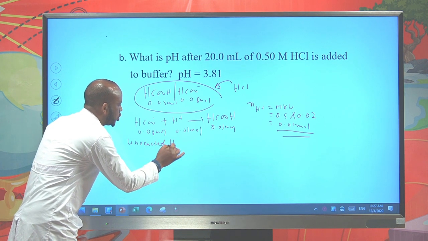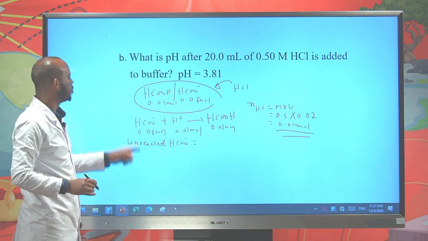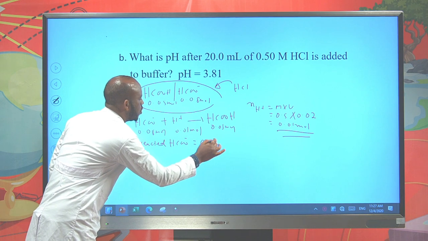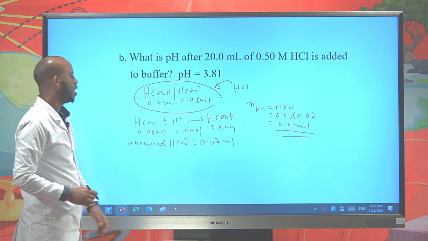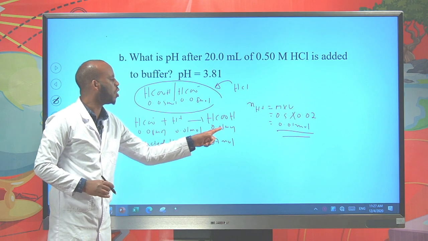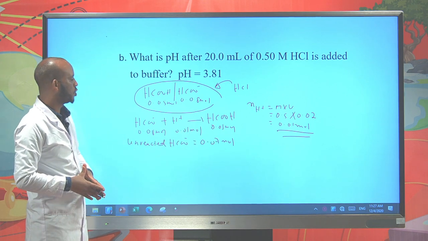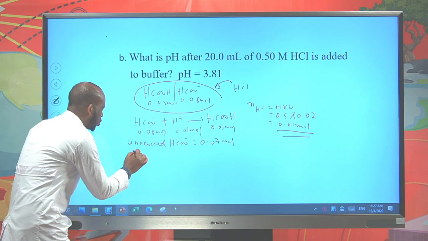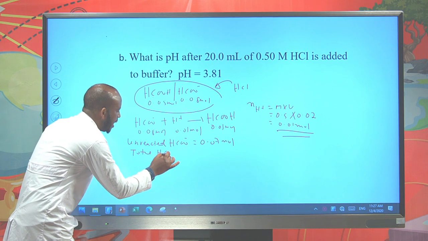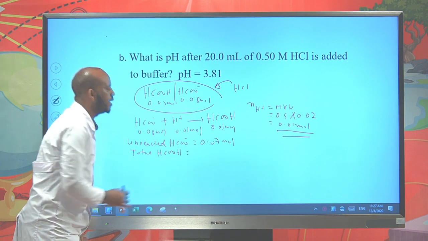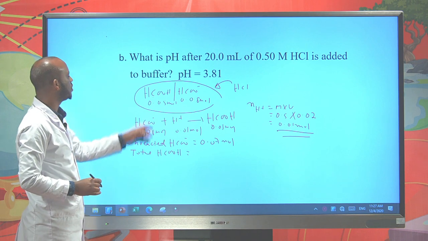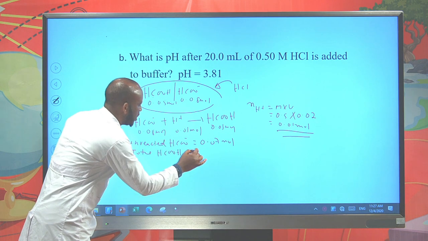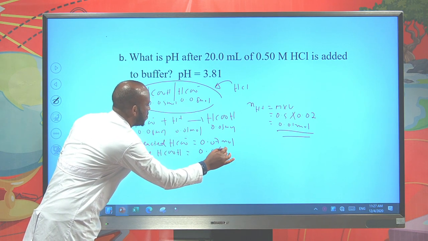Unreacted formate, HCOO minus, equals 0.08 minus 0.01, which is 0.07 mol. Produced formic acid is 0.01 mol. There is formic acid in a buffer solution. Now, total formic acid, HCOOH, equals 0.01 plus 0.05, which is 0.06 mol.